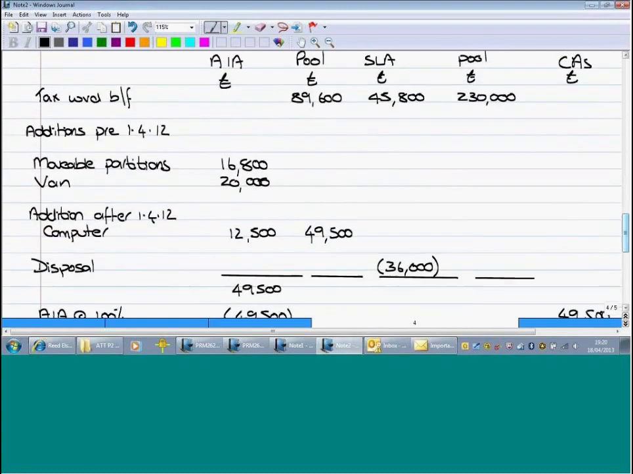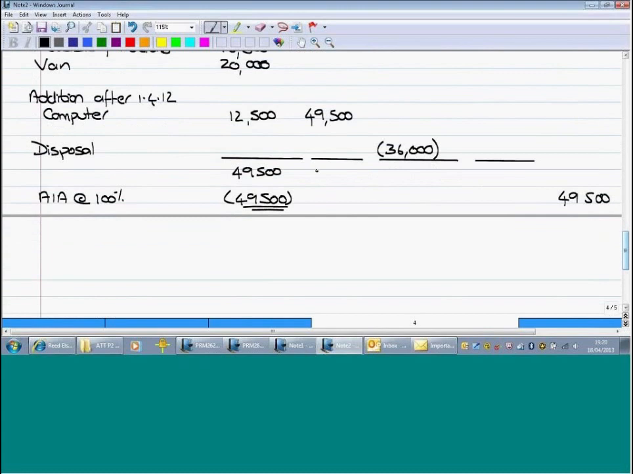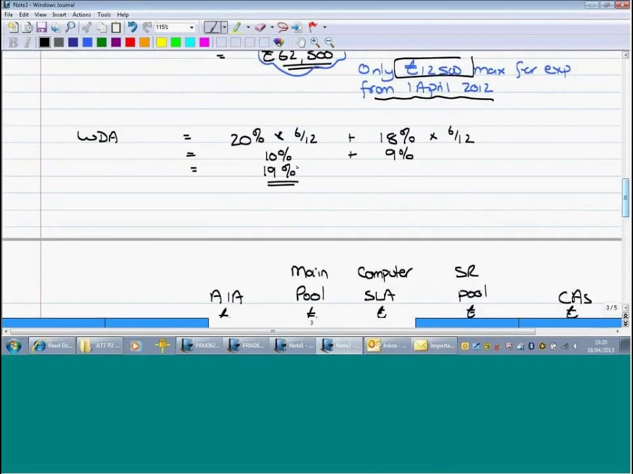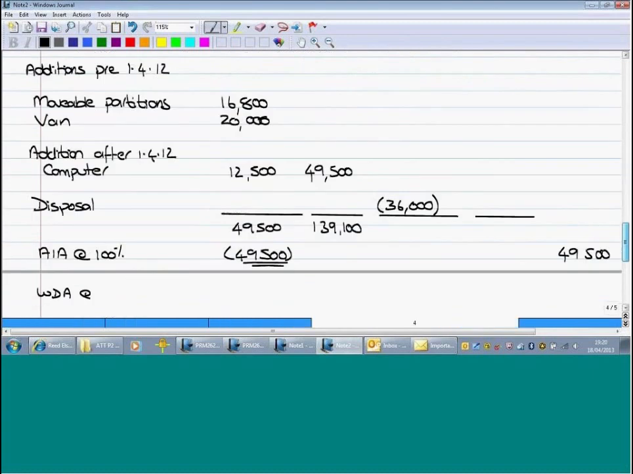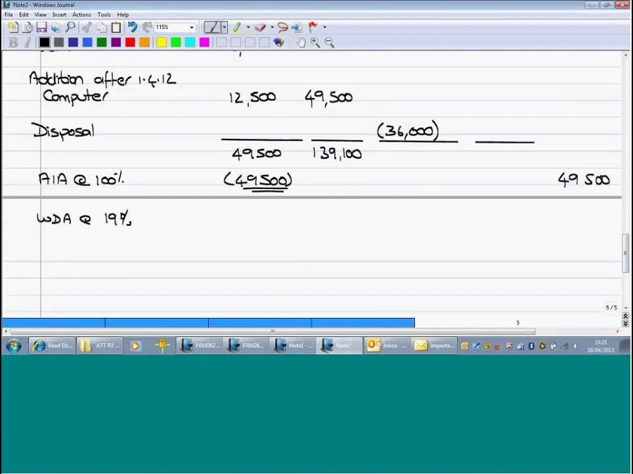Next, adding up my general pool, my main pool, the tax written down value brought forward of 89,600. To that, I'm going to add the 49,500 for the new computer system, and that gives me a figure of £139,100. Here, I'm calculating a writing down allowance at, well, let's remind ourselves, what was the rate? It was 19%. So a writing down allowance at 19% applies to this figure, giving a writing down allowance of £26,429 that I'll take across into my capital allowances working.